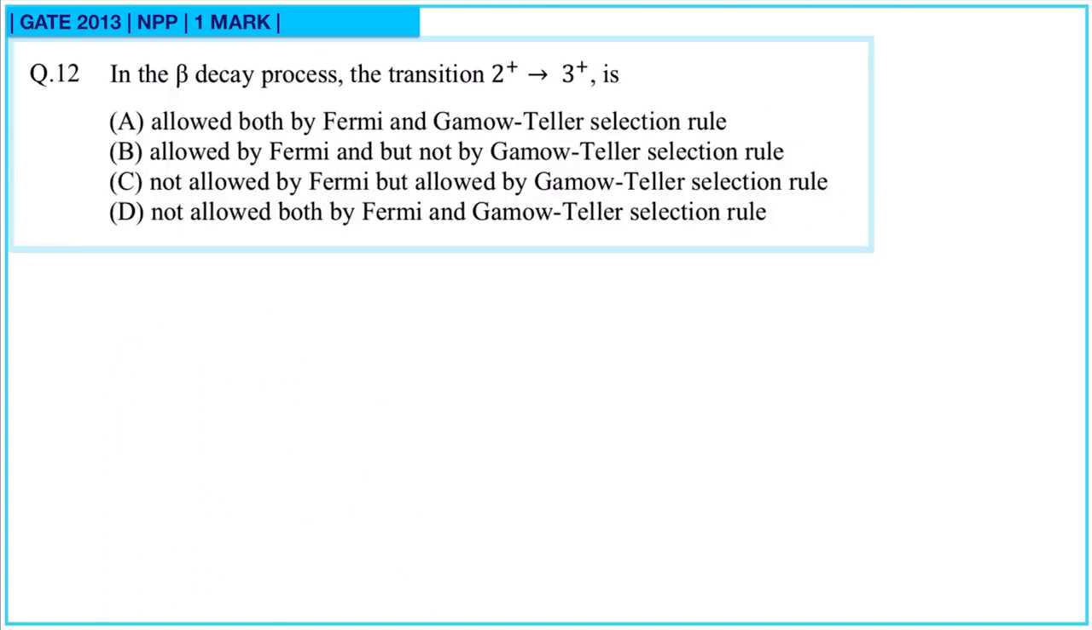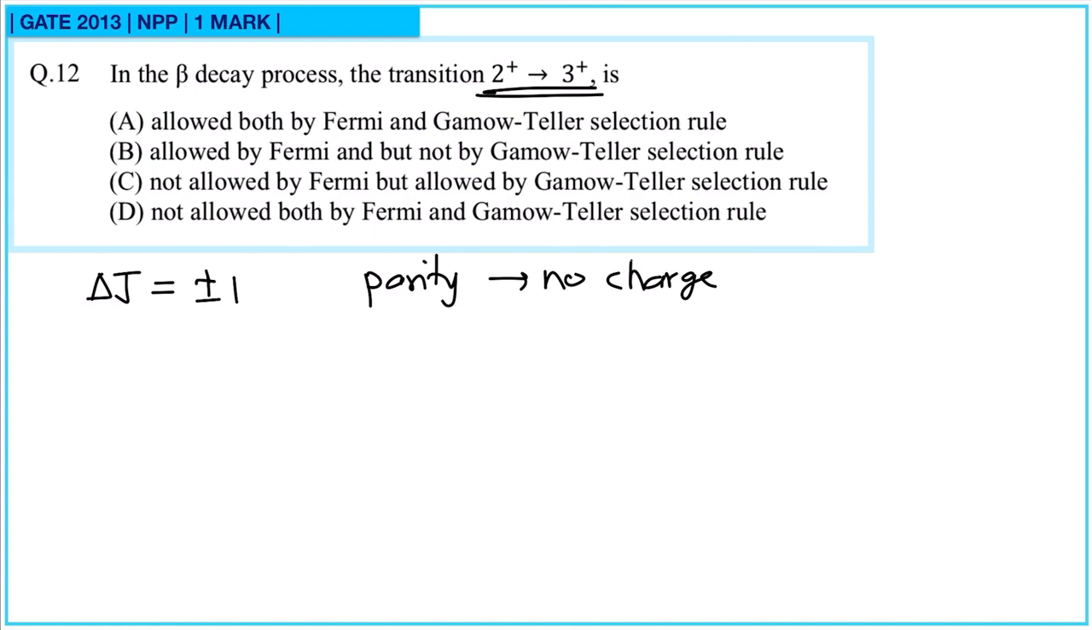Next question, 12. In the beta decay process, the transition 2 plus to 3 plus is allowed by Fermi and Gamow-Teller. So here we have to consider these two selection rules. For this particular transition, delta I is equal to plus minus 1 and parity is not changing. So for parity, there is no change. So this is for the given transition.